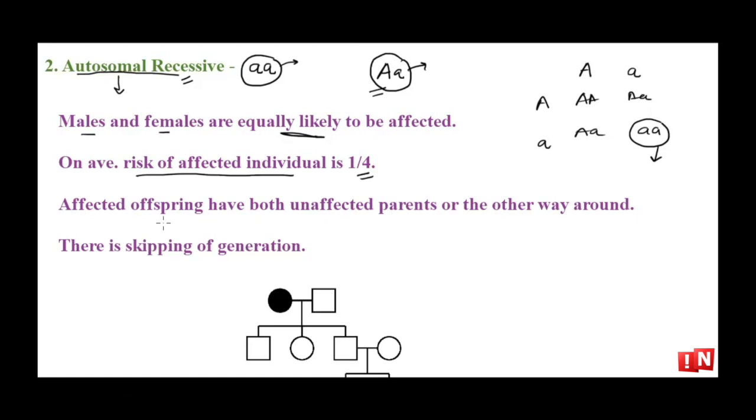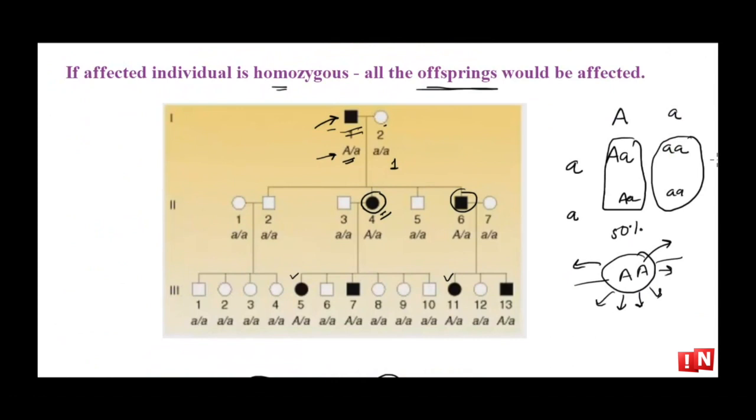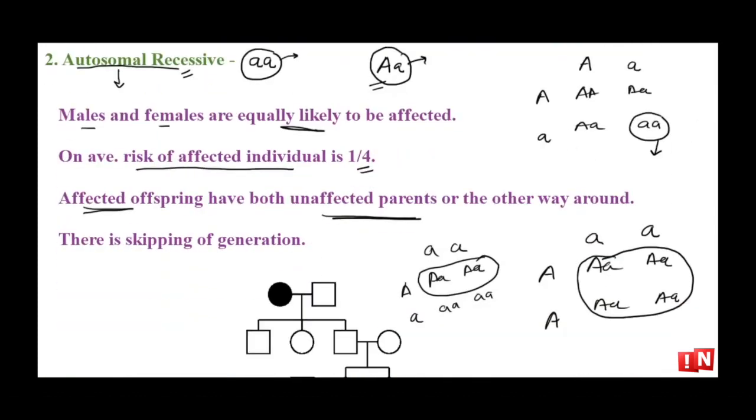Alright, now since it's a recessive condition, and as I said 1/4 might get it from the carrier parents, that means an affected offspring might have both parents who are unaffected, isn't it? Or the other way around, the parents are affected but the offspring is not affected. Earlier there was one important point, that an affected offspring would for sure have at least one parent who is affected. Here it is not necessary.